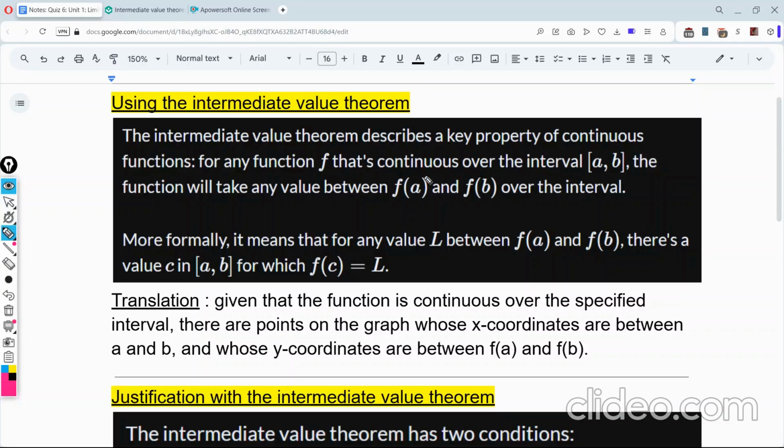For any function f that's continuous over the interval [a, b], the function will take any value between f of a and f of b. All right, so this interval right here, a comma b, these are the x values. F of a and f of b are the y values, or y coordinates. I'll show you what this means on the graph.